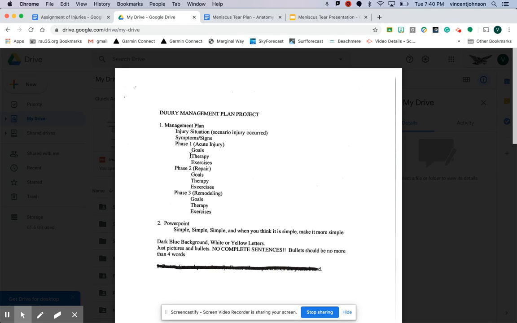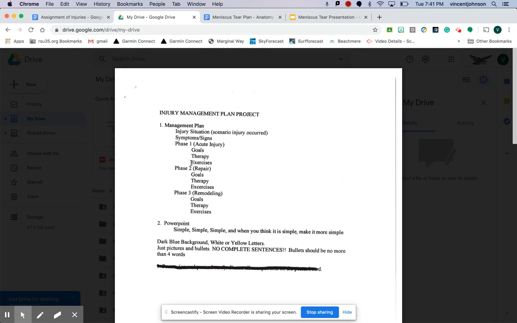Anti-inflammatories, the RICE method: rest, ice, elevation, compression. You could have immobilization occurring. You could have something as severe as having to take pain medication. So all the therapies are in and around trying to get rid of swelling and ultimately pain.